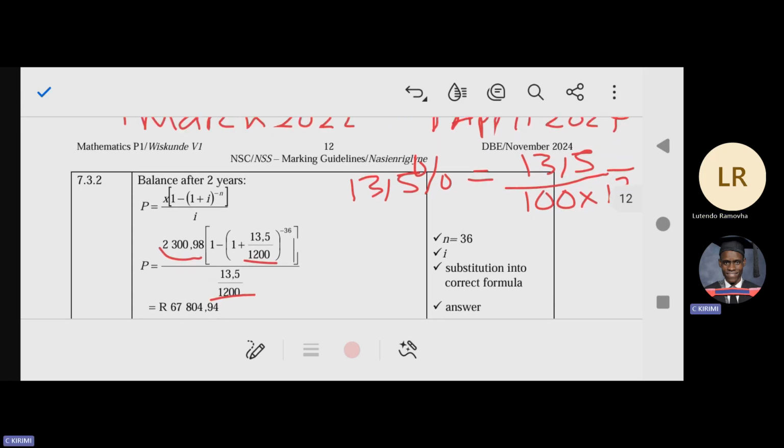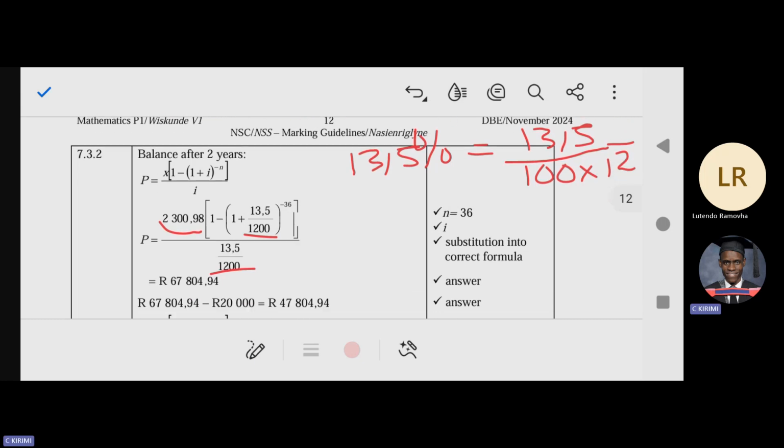So now we have found out this is the amount: 7,804 rand and 94 cents. That is the amount that this person must pay in 3 years. Is that clear? Yes, sir.